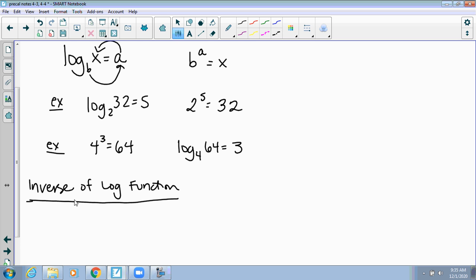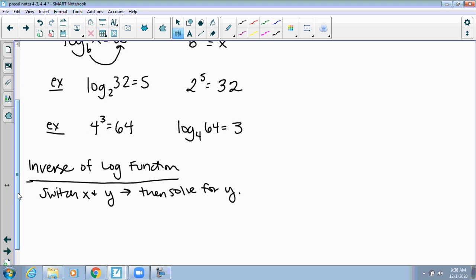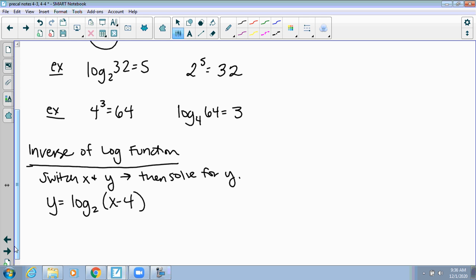Here we go. So remember, for inverses, we're going to switch x and y. Then we'll solve for y. So that's our goal. I'm going to write a function out, we'll switch x and y, and then I'm going to show you how we can actually get y by itself. So here's our equation. Let's say we have y equals log base 2 of x minus 4. And I want the inverse of this. So I want to switch my x and my y, and then get the y by itself. We have to use some of what we just looked at, switching into exponential form, to be able to get the y alone.